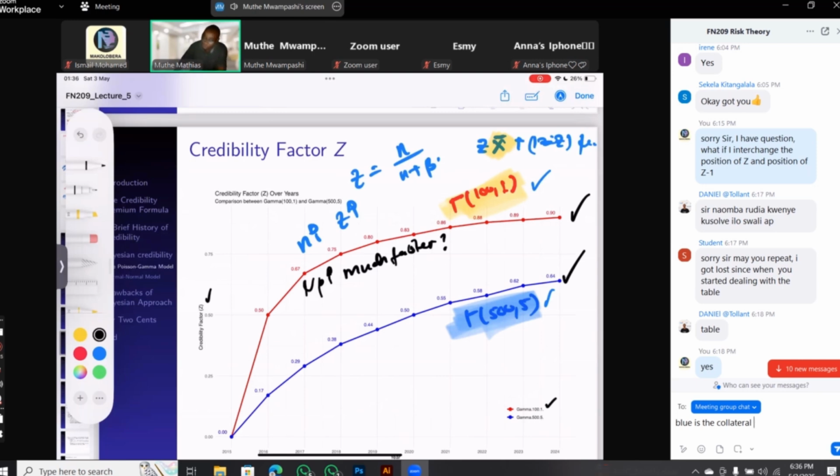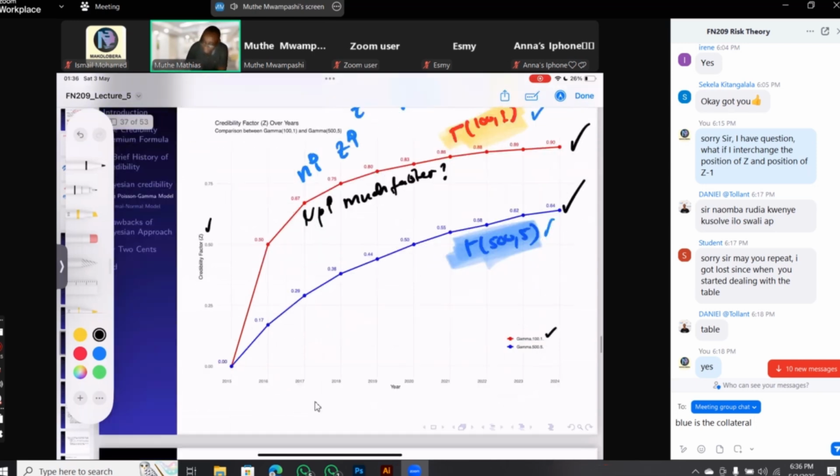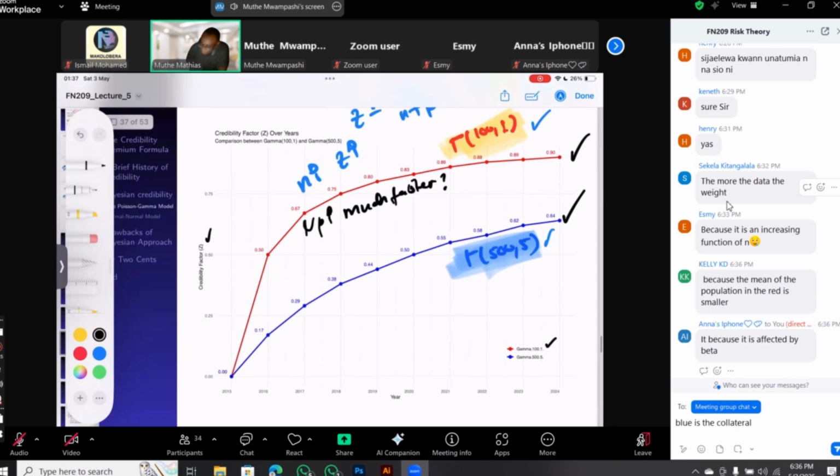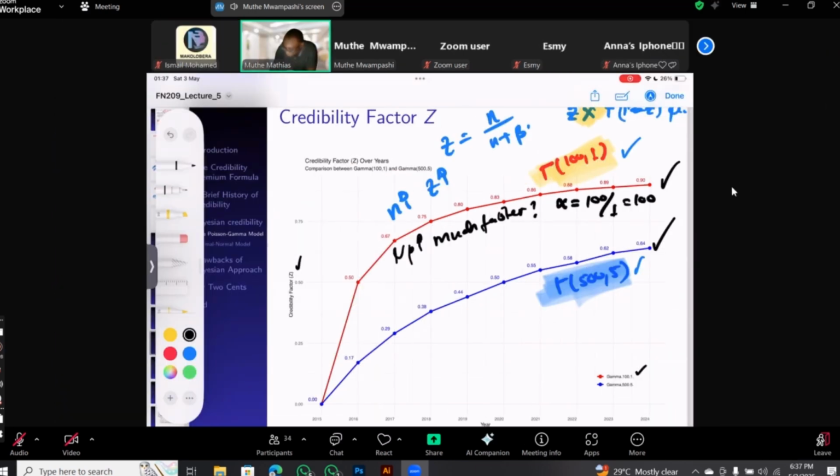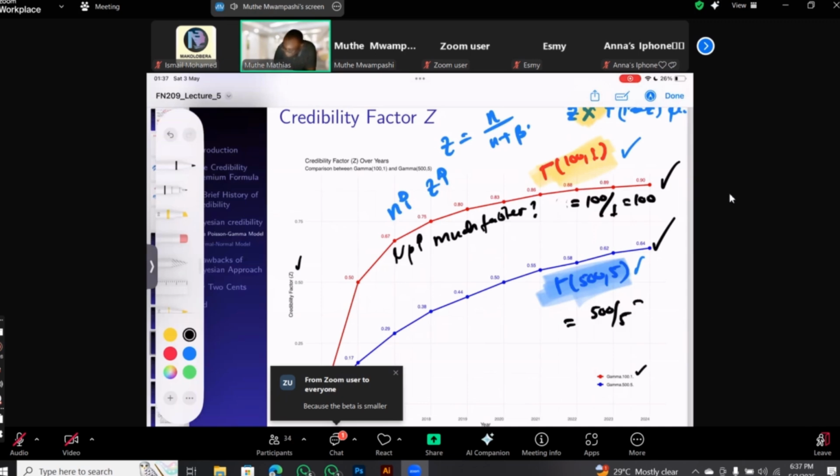Okay, so you are almost there, but that is somehow not true. Why? Because we know the mean of the red one is equal to 100 divided by 1, which is 100. And we know the mean of the blue one is also 100, because the mean in this case again is 500 divided by 5, which again is 100. So the means are the same, right?